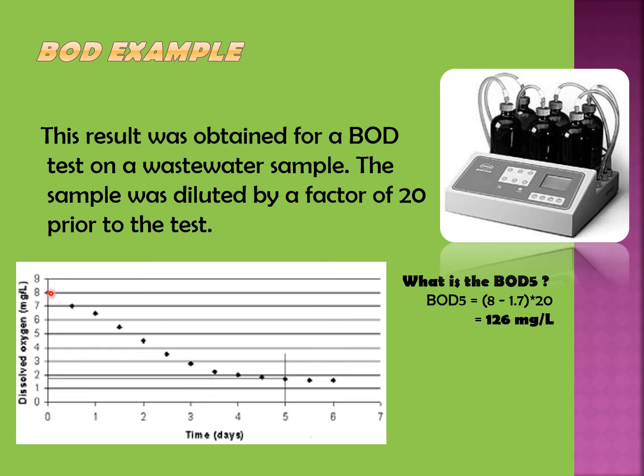So we can write loss of oxygen equals 8 minus 1.7 mg per liter, and this 20 is the dilution factor, which is also represented here. So we get BOD equal to 126 mg per liter. Here this is BOD, biochemical oxygen demand, and the 5 represents that this test was carried out in a 5-day incubation period.